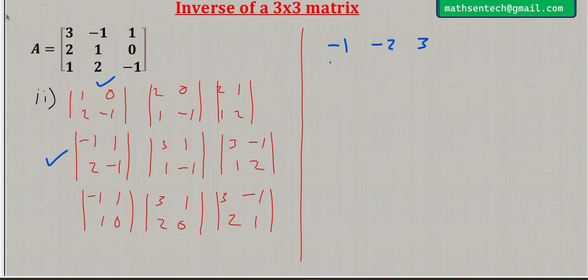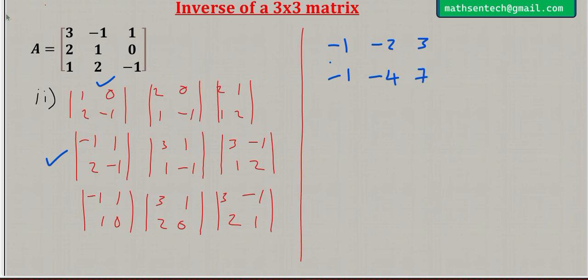So negative 1 times negative 1 is 1. Then 1 minus 2, which is minus 1. Then you go to the next one. Sorry, it's actually 1 minus 2, which is okay. Then you go to the next one, which is 3 times negative 1, which is negative 3. Negative 3 minus 1, which is negative 4. Then you go to the next one, which is 3 times 2, 6. 6 minus 1, which is 7.